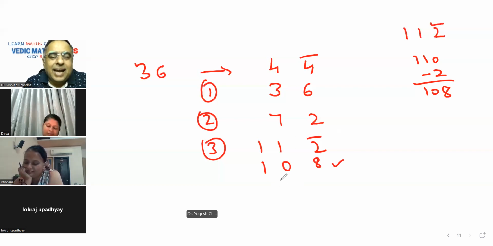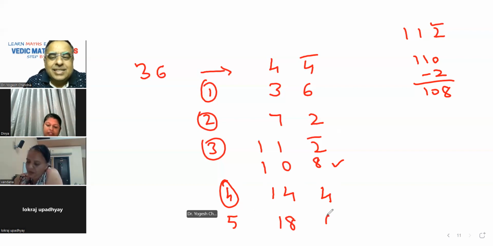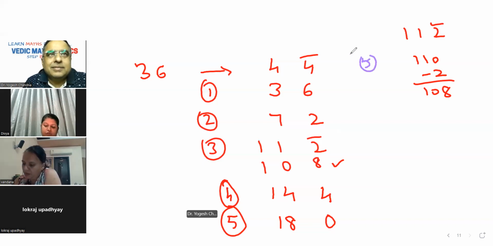Now 10 and 4, 14, fourth level. 14, 4. And this is 14, 4. Fifth. 18, 0 and 0. 180. Got it or not? Yes. Now, fifth level.